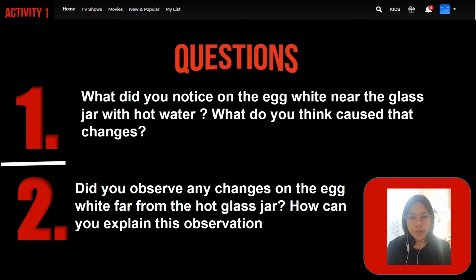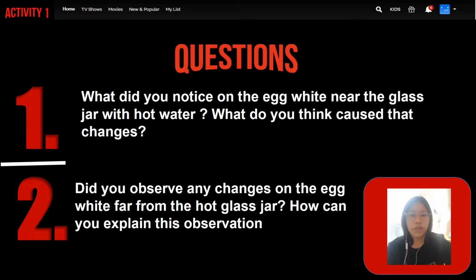Number 1. What did you notice on the egg white near the glass jar with hot water? I have observed that there are changes happening on the egg white that is near the jar, which contains boiling water. The egg white near the jar became more dense or compacted. It is creating a more visible white color, which makes it have a different appearance compared to the egg far from the jar.